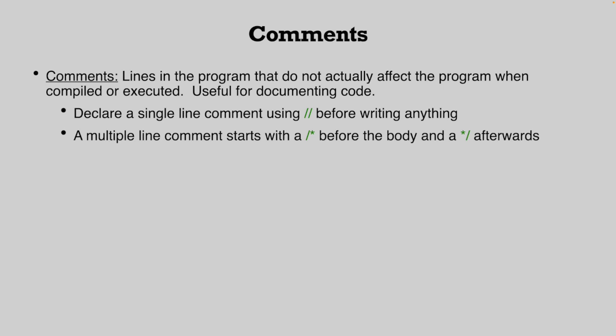Right. And then comments. Here's an easy one because it's not actually real code. Comments are lines in the program that do not actually affect the program when compiled or executed. And they're useful for documenting your code. So there are single line comments, which use the double slash before you write your comment. And then multiple line comments have a slash and then an asterisk at the start, and then an asterisk and a slash at the end to end it.